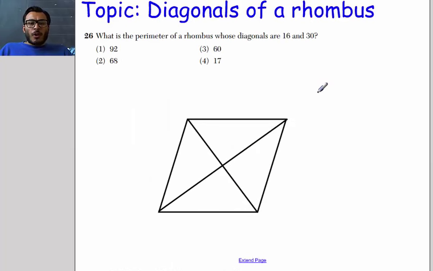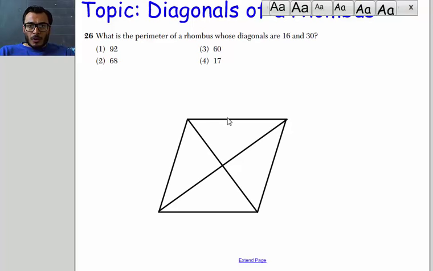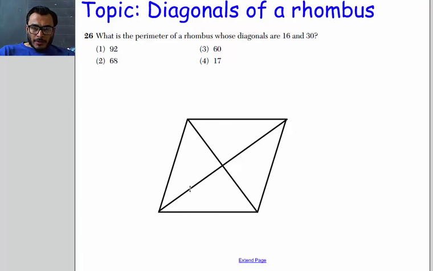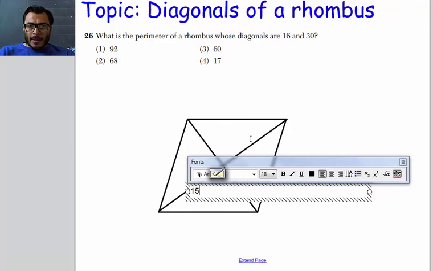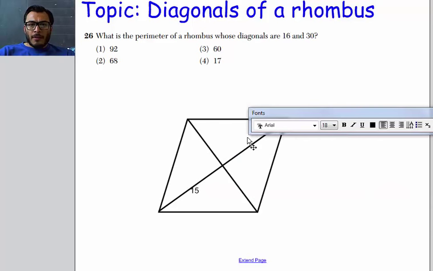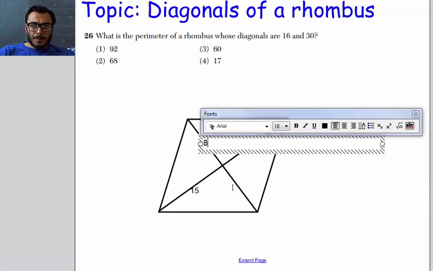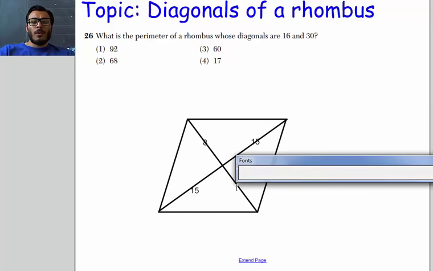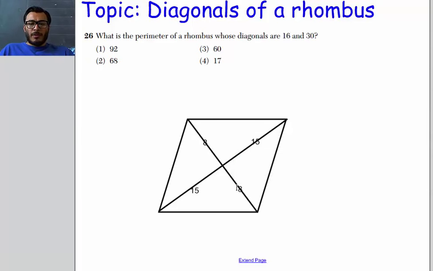Okay, number 26 says, what's the perimeter of a rhombus whose diagonals are 16 and 30? Okay, so you got to know two things about the diagonals of a rhombus here. First, the diagonals bisect each other. So if the longer diagonal is 30, so this is the longer diagonal, so I know that this has to be 15 and 15. And then for the shorter diagonal, I know this has to be 8 and 8. So that's the first thing you need to know about the diagonals of a rhombus, that they bisect each other. The second thing you need to know is that the diagonals of a rhombus are perpendicular.